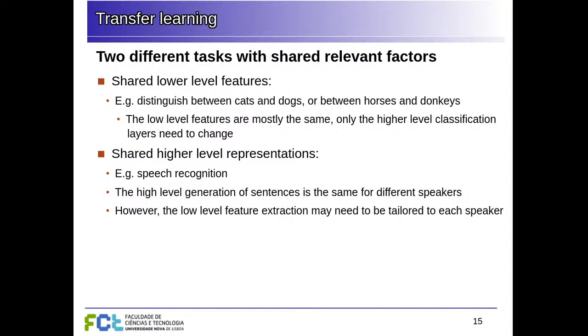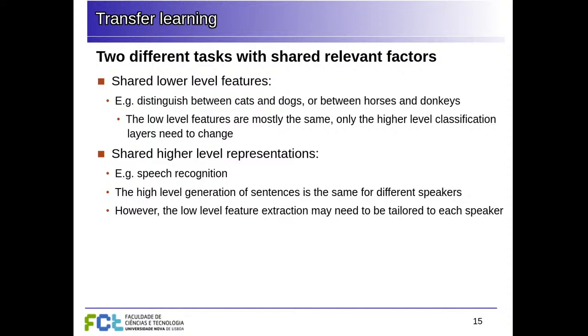Maybe we only need to change the higher layers on the classifier. So we could use most of the network trained to distinguish between cats and dogs, and just change the classifier at the top, for example the dense layers at the top, in order to distinguish between horses and donkeys. Or it could happen the other way. We could have a shared representation at a higher level, but differences at the lower level.